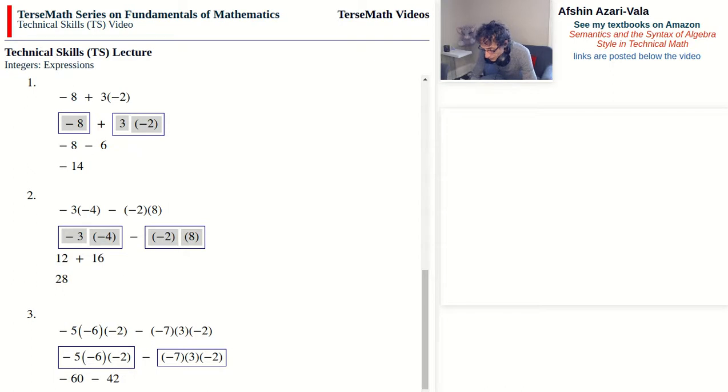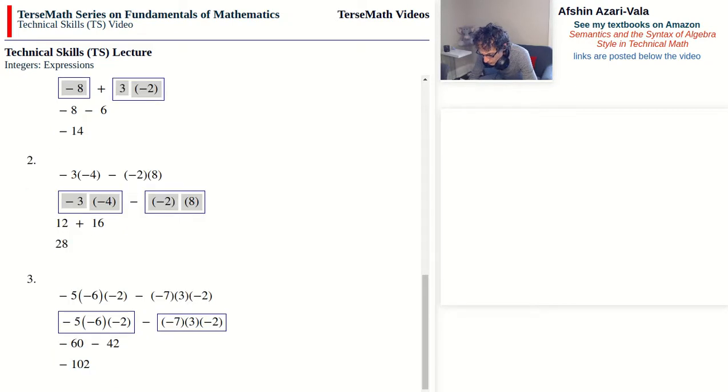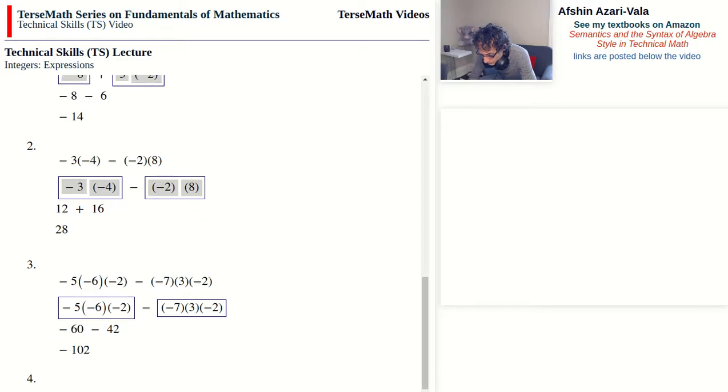And now we have 2 losses in a row, and therefore we have a net loss whose size is the sum of the 2 losses. So we add 60 and 42 to get a total loss of 102. And so the answer is -102. Problem number 4.